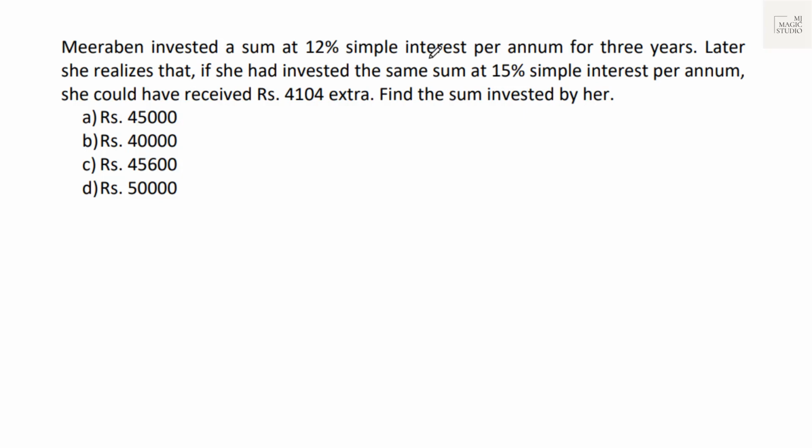Meeraben invested a sum at 12% simple interest per annum for 3 years. 12 into 3, she would have earned 36%. Later she realizes that if she had invested the same sum at 15% simple interest, she would have received 4104 extra. 15 into 3, 45% she would have received. So the difference between 45 and 36 is 9%.